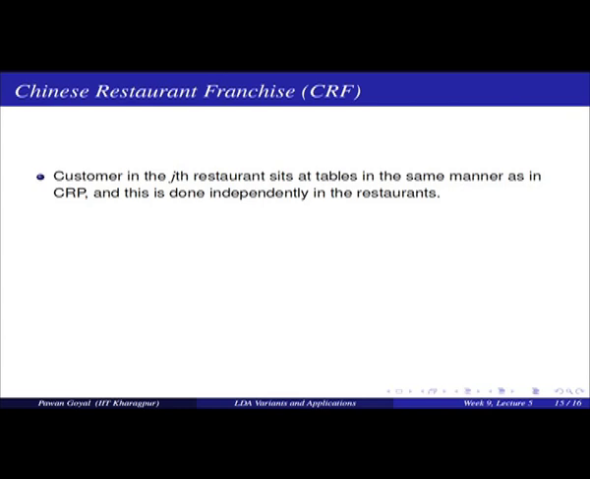So this is similar to the CRP. A customer in the jth restaurant sits at tables in the same manner as in the CRP. A customer comes into any of the restaurants. Now it sees which tables are already occupied and how many customers are there. With probability proportional to the number of customers, it sits at that table, and with probability proportional to alpha, it sits at the next unoccupied table. So that remains the same as in the CRP. Now, where is this connection among topics coming in?